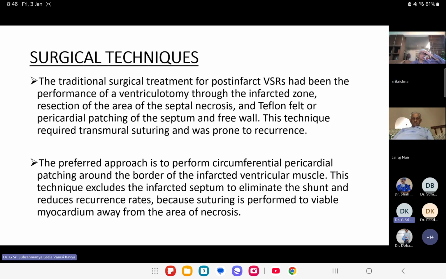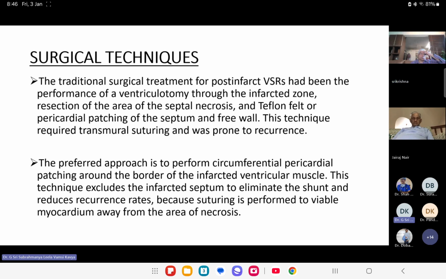Surgical techniques. The traditional surgical treatment for post-infarct VSRs had been the performance of a ventriculotomy through the infarcted zone, resection of the area of the septal necrosis, and Teflon felt or pericardial patching of the septum and free wall. This technique required transmural suturing and was prone to recurrence.